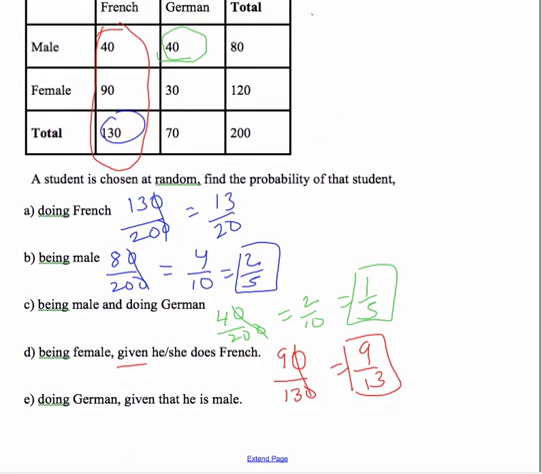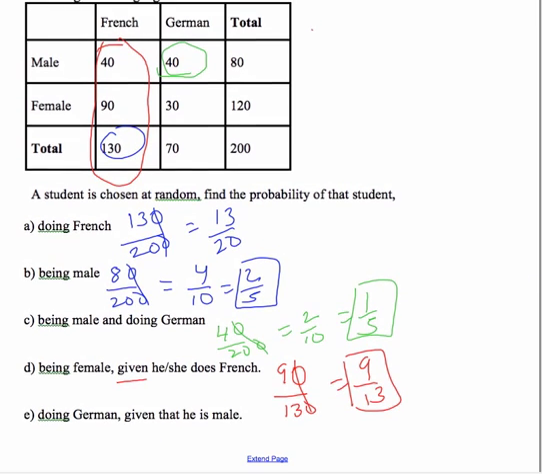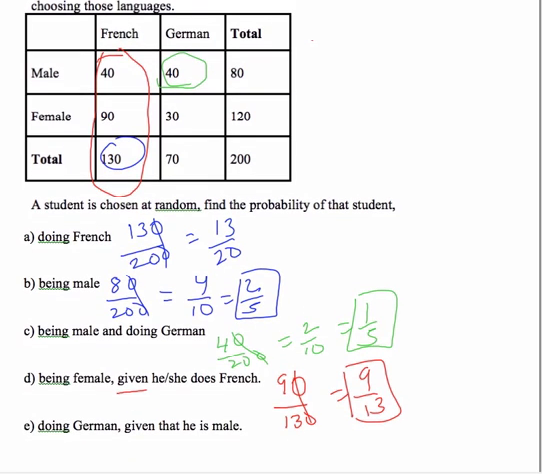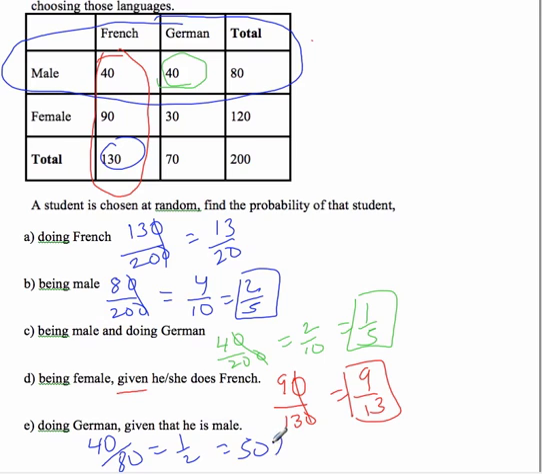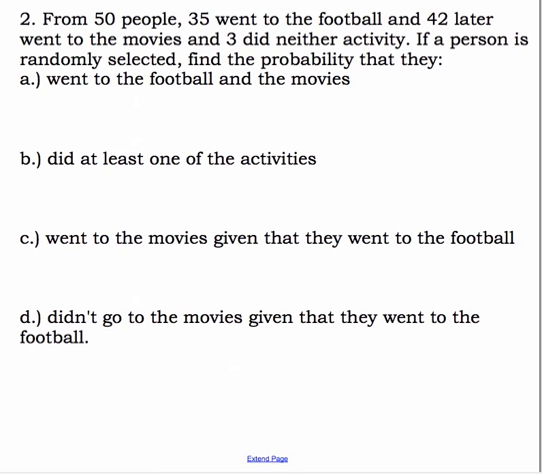Okay, next. Doing German, given that he is male. So, given that the person's male, so let me circle that. So these are all the males here. Okay, so we're finding the probability that this person's doing German. Well, 40 of them are doing German out of a total of 80. That's like a half, or 50%, right? So the probability is a half that that person speaks German. So it's a bit easier to not use the formula in some cases, I believe.